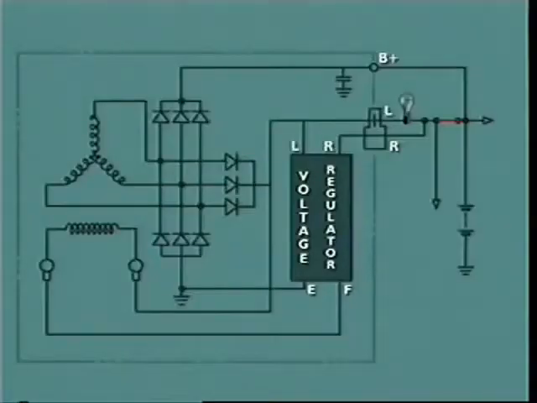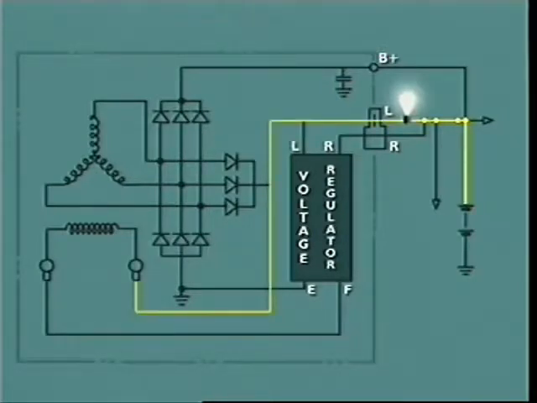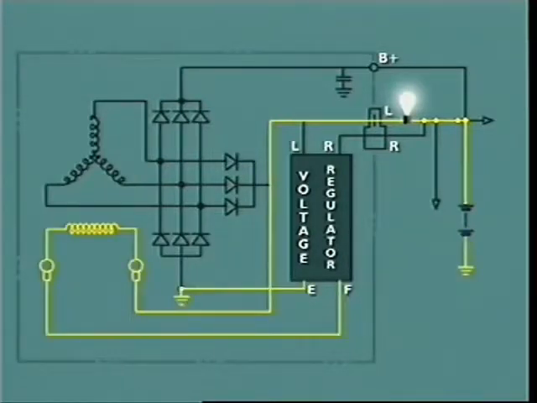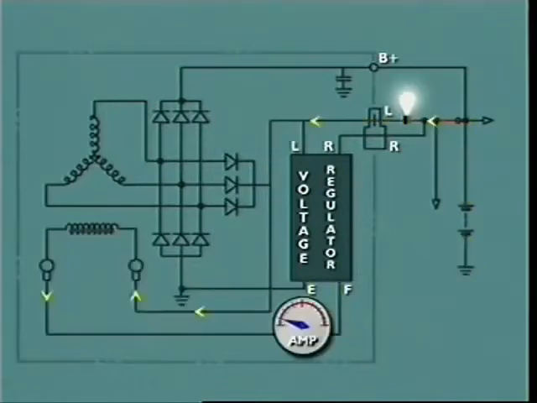When the ignition switch is closed, current can flow from the battery positive terminal through the ignition switch and charge indicator lamp to the L terminal of the alternator. The circuit is completed through the slip rings and rotor field winding, and through the voltage regulator to ground on the vehicle frame. The small amount of current flowing in the circuit illuminates the indicator lamp and provides the initial excitation of the field winding.